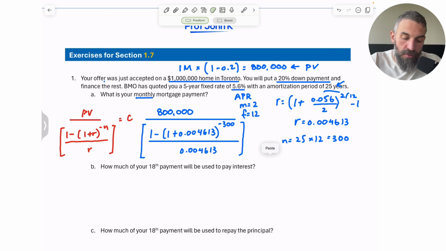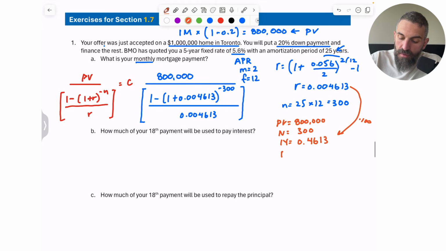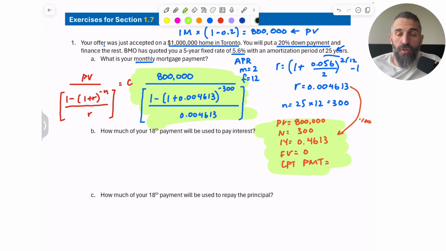Now, if you are going to use the financial calculator, this is what you're doing. You're entering your present value as 800,000, right? Same as the formula. Your N, same as the formula, 300. Your I/Y, same as the formula, except you need to multiply it by 100 so you can enter it as a percentage. So 0.4613. Just don't forget that times 100. Your future value is 0. Compute your payment. And it doesn't matter which approach you take, you should get the exact same answer.